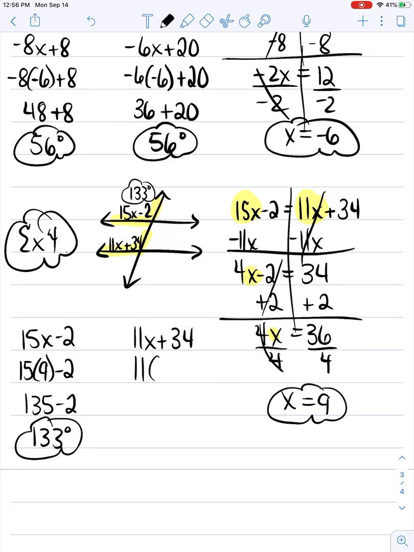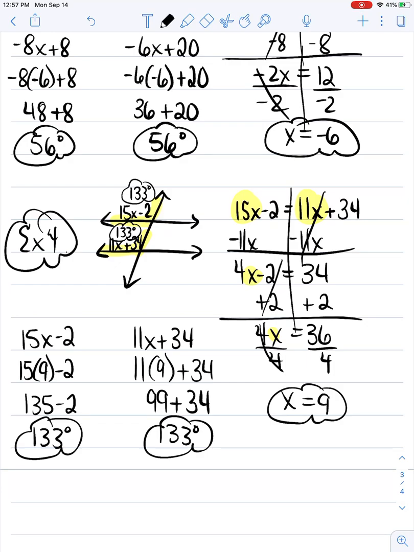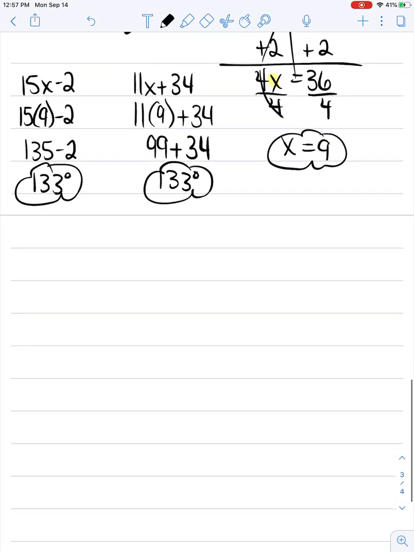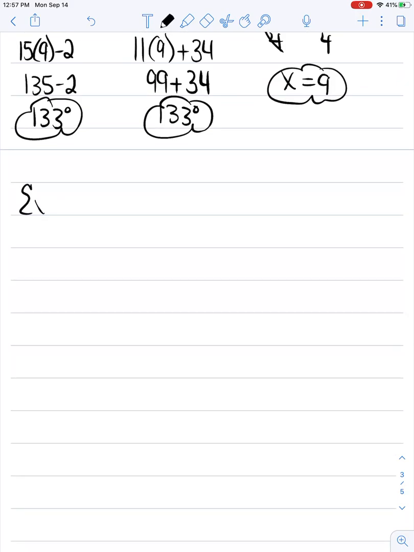And let's find our other angle measure. 11 times 9 plus 34. So that's going to be 99 plus 34, which also equals 133 degrees. And that makes sense because we said they were congruent, or the same. Which brings me to this example.